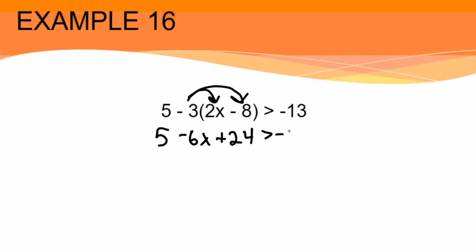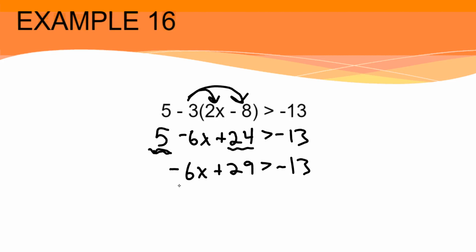So we get negative 6x, and then negative times negative makes positive 24. Drop down your greater than sign. Then on the left-hand side, there's a positive 5 and a positive 24. They're both on the same side, so we're just combining them together. I'm just going to drop the negative 6x. 5 plus 24 makes 29. Drop down my greater than, negative 13.